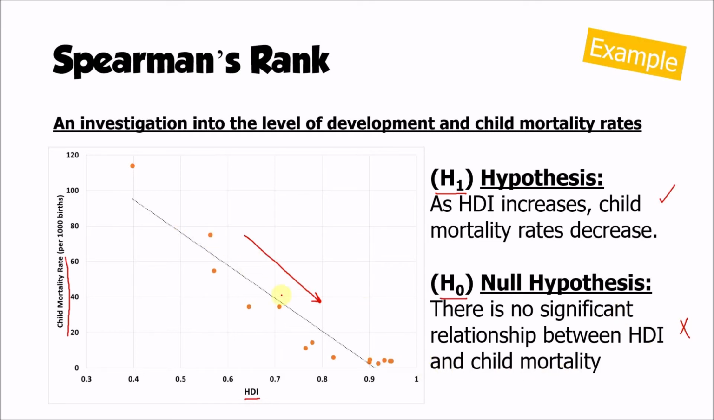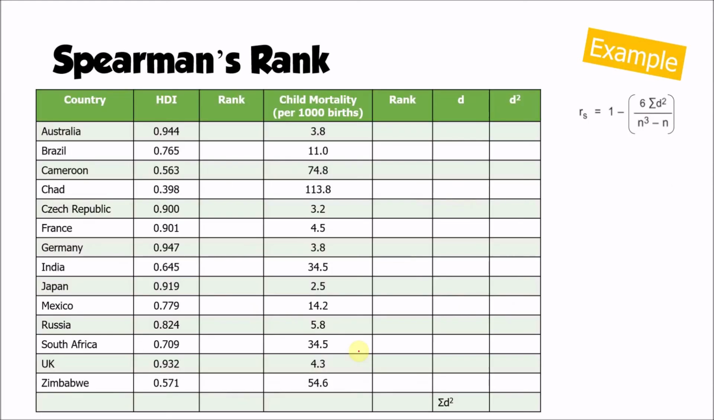So even though we can see a pattern on this scatter graph, that's not enough on its own for us to actually be confident that that result exists. We have to use statistics to give us a little bit of objective confidence in that result. So let's have a go at working through this example together. So as you can see, we've got our countries listed down the left-hand side, and we've got the corresponding bits of data, the Human Development Index for each of those countries and the child mortality for each of those countries.